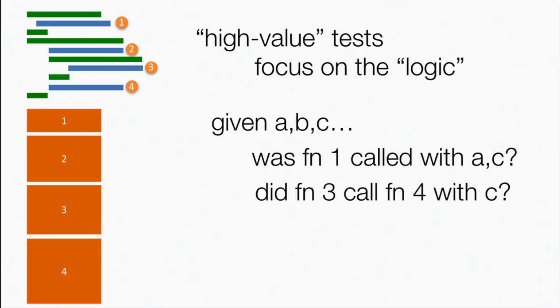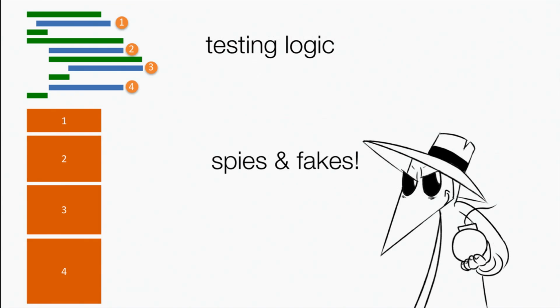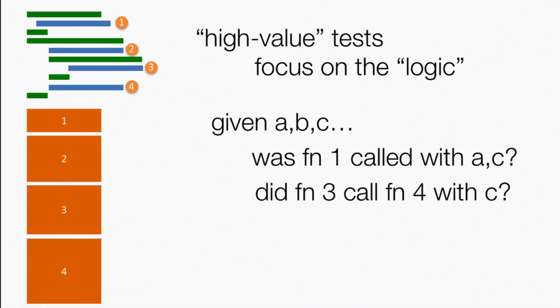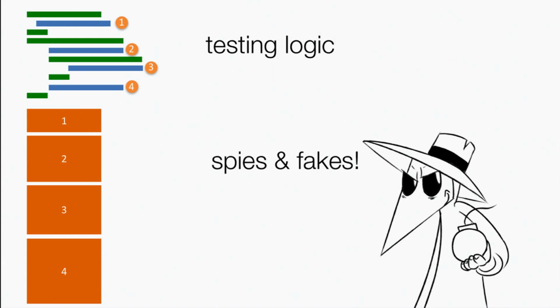And the way we test this is, we say if we give that logic block these conditions, was function 1 called with these parameters, A and C? And did function 3 call function 4? Now how do we do that? Well, we use something called spies and fakes. We use testing libraries that provide ways for us to either wrap those action functions, the orange blocks, with a function that counts how many times they were called and the parameters that were sent, or even stubs them, completely mocks them out so that they're not actually called.